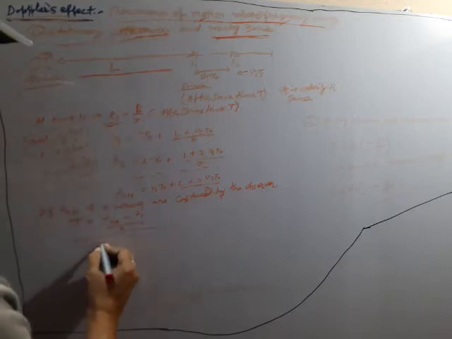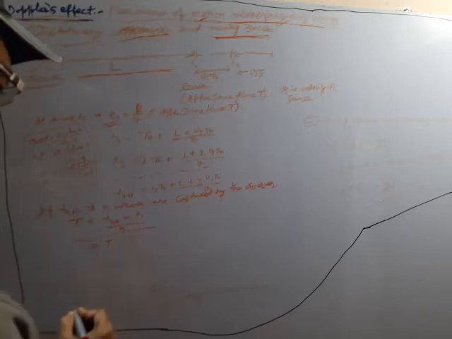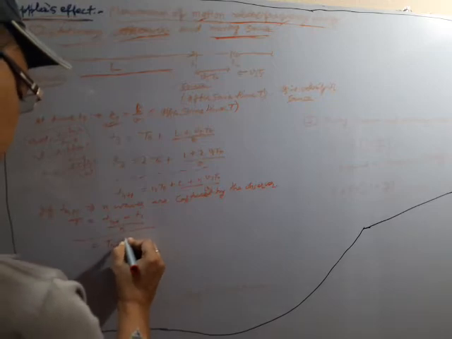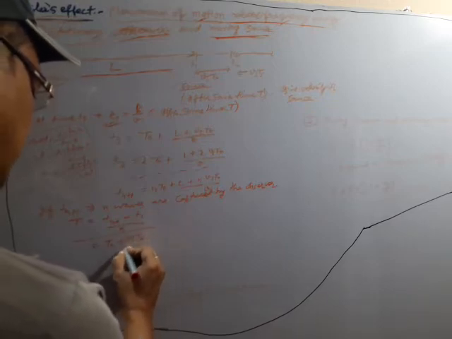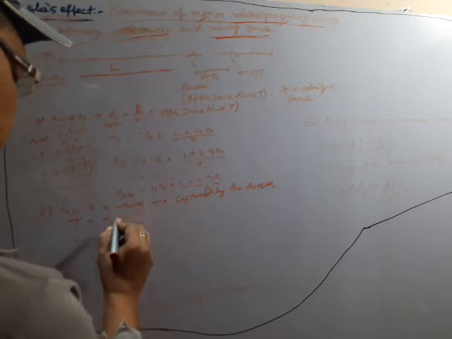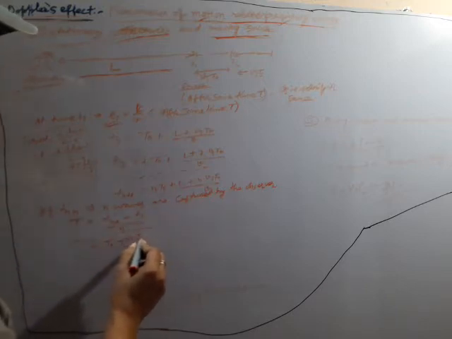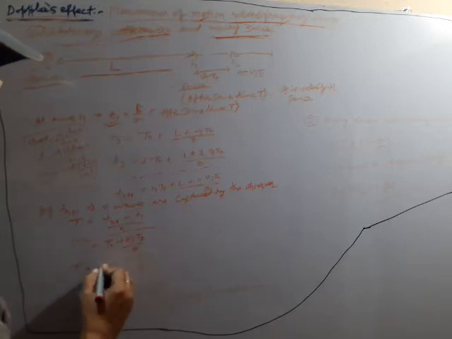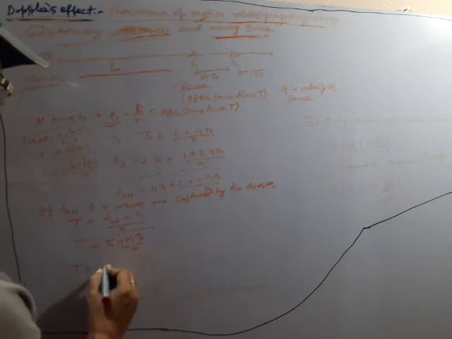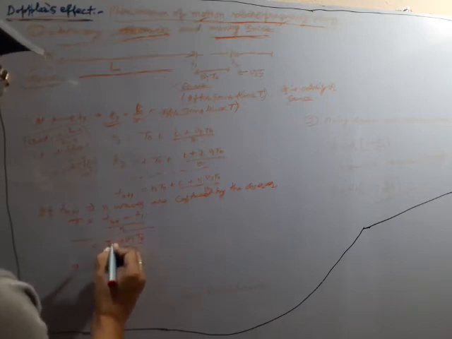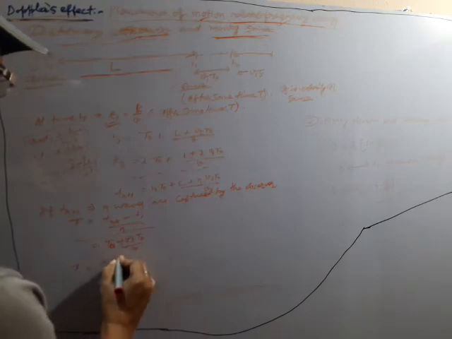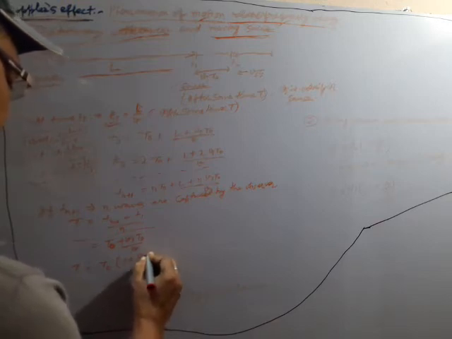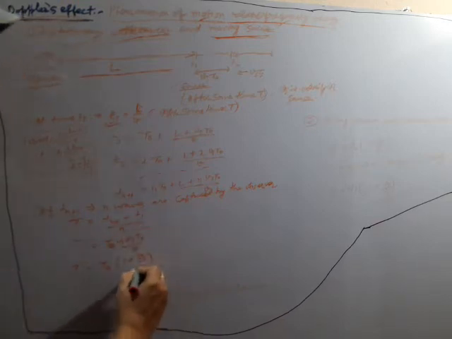Now T1 cancels, and we get n t0 plus n Vs t0 by V, divided by n. Now T is equal to, here you should take t0 common: T is equal to t0 times 1 plus Vs by V. Okay, up to this is velocity.